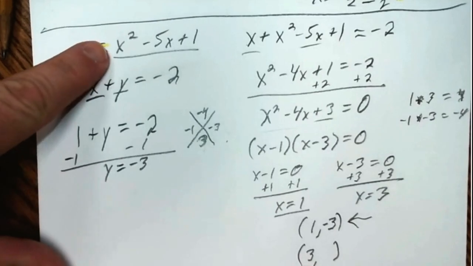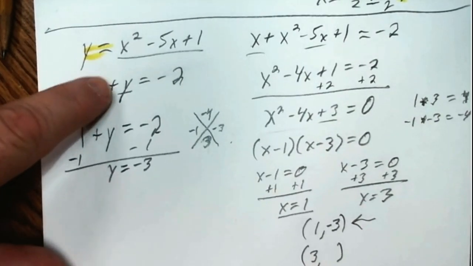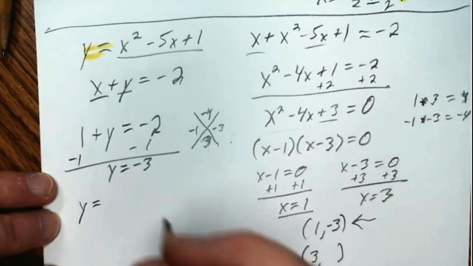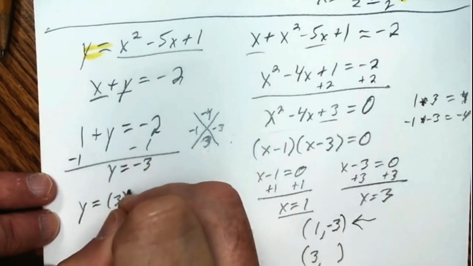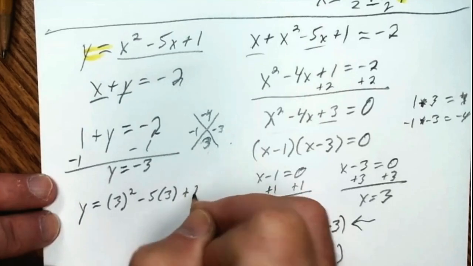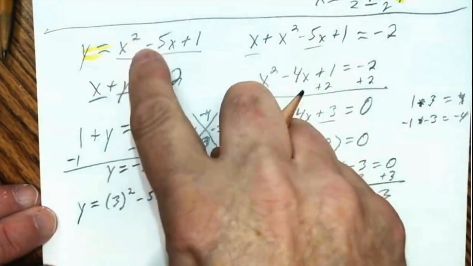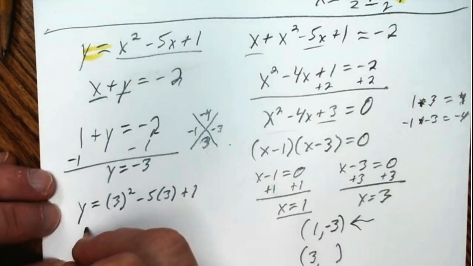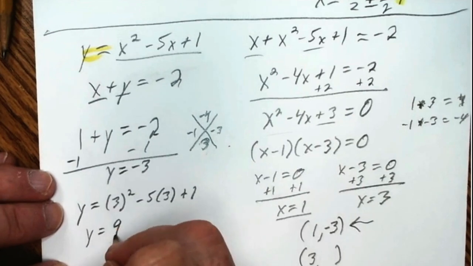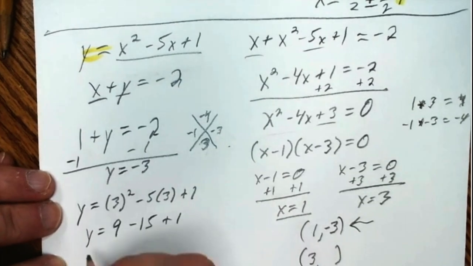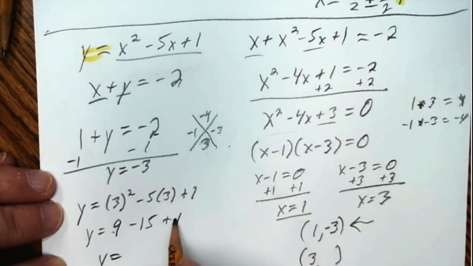Let's find the other one. I'm going to find the other one using the other equation. You can use either equation. I could have used this one on both of them, but I'm just doing it for fun. Okay, y equals, the x is 3, so this is 3 squared minus 5 times 3 plus 1. Wherever there was an x, I've substituted 3 because I know x equals 3. So y equals 3 squared, which is 9, minus 15, plus 1. So y equals 9 plus 1 is 10, minus 15, is -5.